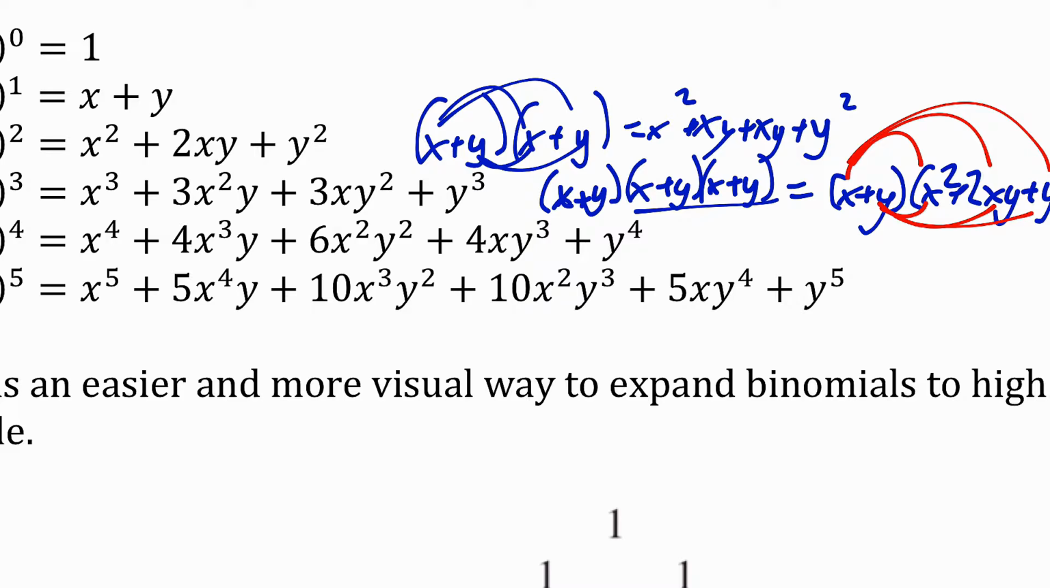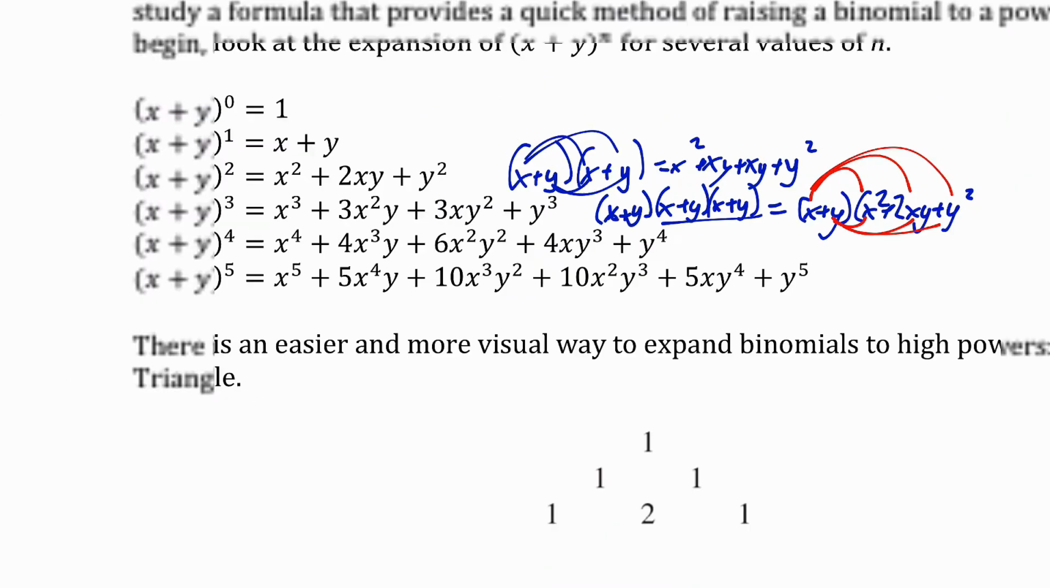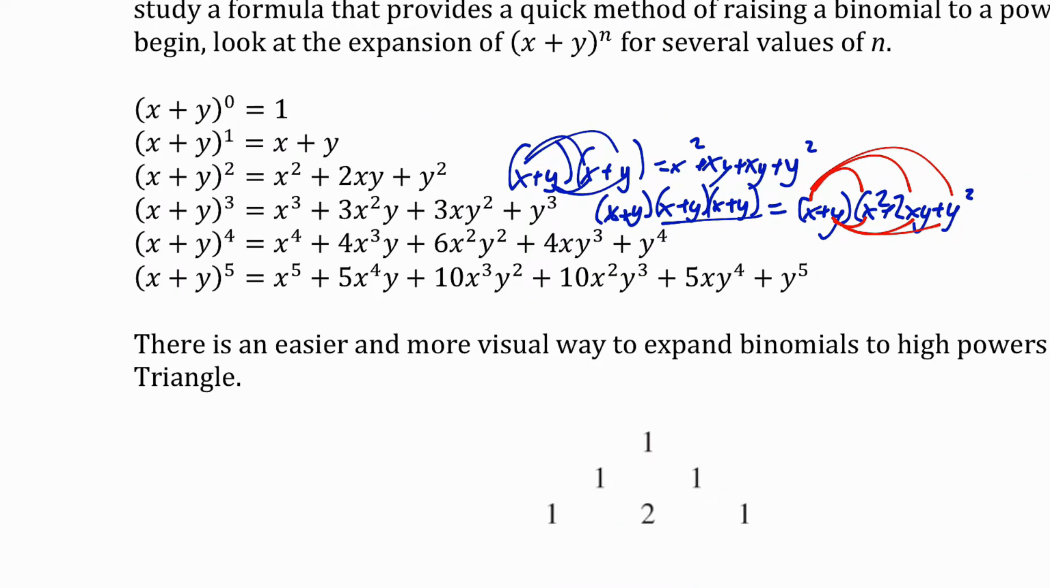And we can keep going further and further down the line. So x plus y to the fourth ends up being x to the fourth plus 4x to the third y plus 6x squared y squared plus 4xy to the third plus y to the fourth. And finally, x plus y to the fifth simplifies to x to the fifth plus 5x to the fourth y plus 10x to the third y squared plus 10x squared y to the third plus 5xy to the fourth plus y to the fifth. You might already start to see a bit of a pattern here.